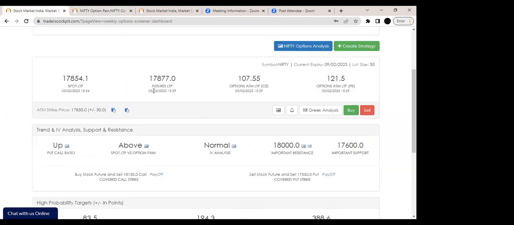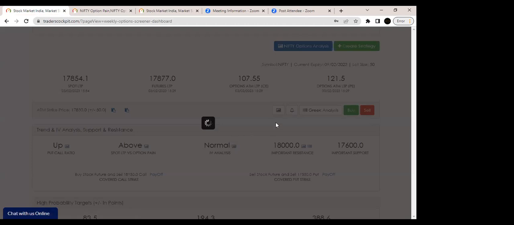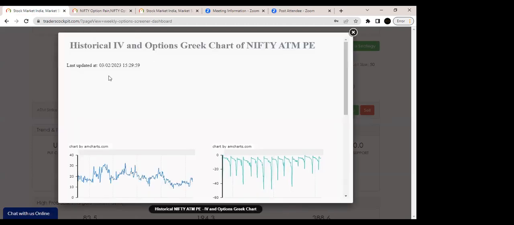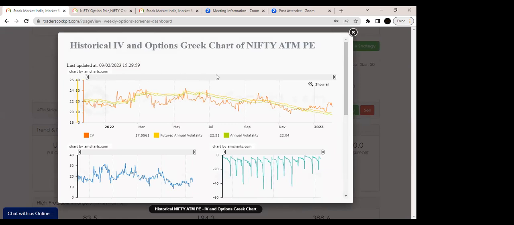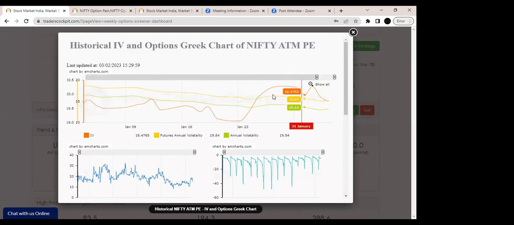In such a way you can identify individual stocks also. So if you click on IV analysis, this is the implied volatility analysis. It tells you whether the stock is going to be volatile or trendy, right? If you zoom in here, this will help you. The orange line is the volatility line, and the yellow line and the green line are the annual volatility of the Nifty 50 and Nifty futures. When this orange line is above these lines, it is highly volatile. The market is going to be highly volatile.